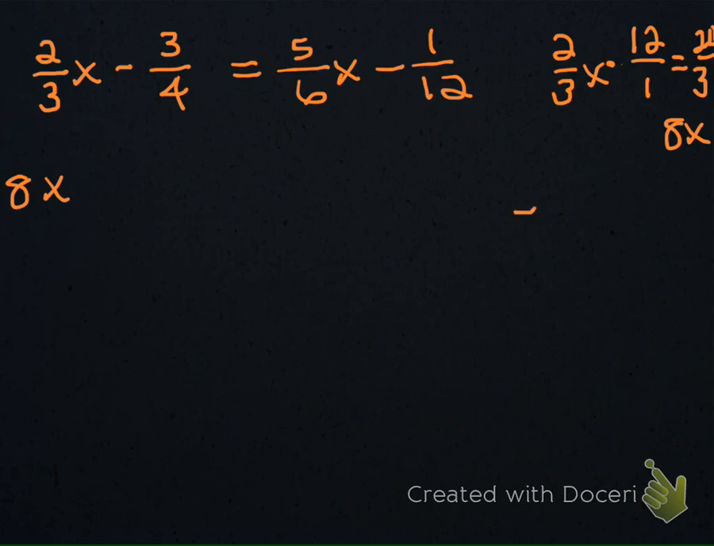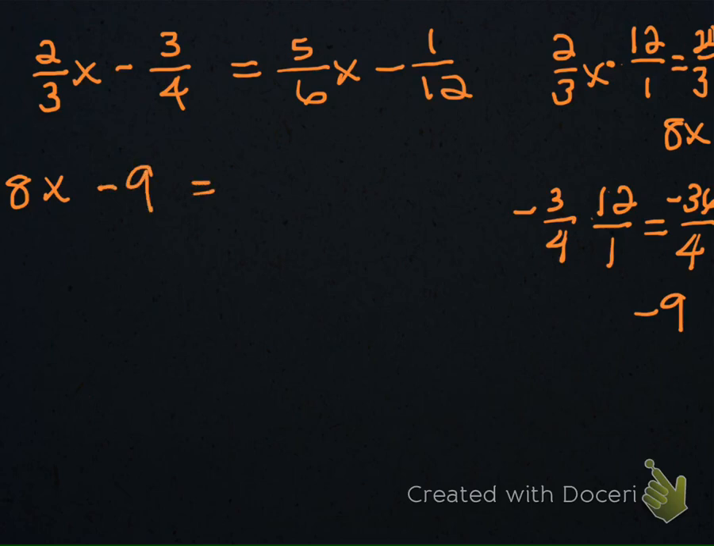When I take negative 3/4, multiply it by 12, once again I will turn that into 12 over 1 to get a fraction. Multiply straight across, I get negative 36/4, which is just negative 9, because negative 36 divided by 4 is negative 9. I'm going to take the 5/6x and multiply it by 12 as well. So 5/6x times 12, remember once again it's 12 over 1. So 5 times 12 gives us 60, and 6 times 1 gives us 6, and 60/6 is really just 10, so this part becomes 10x.